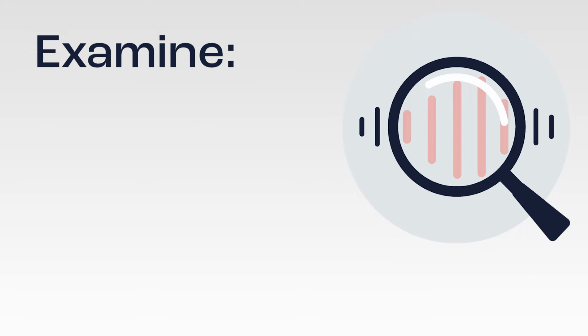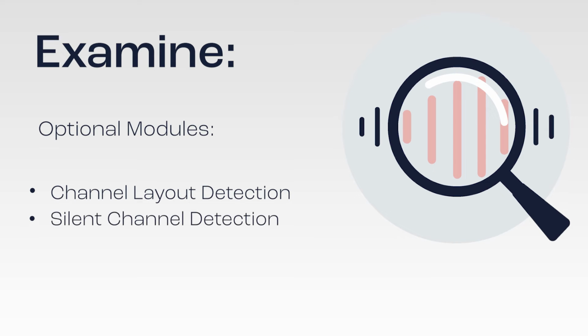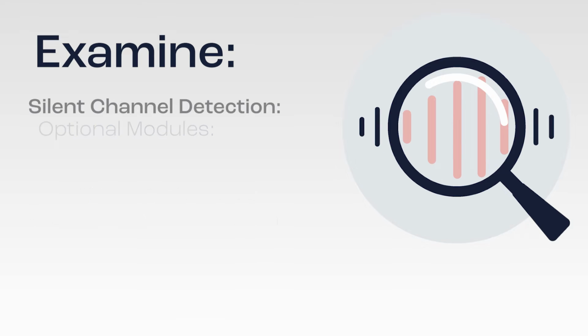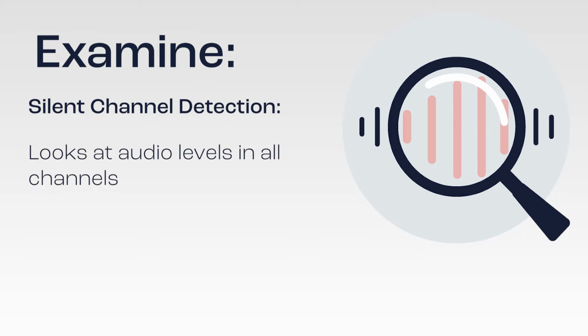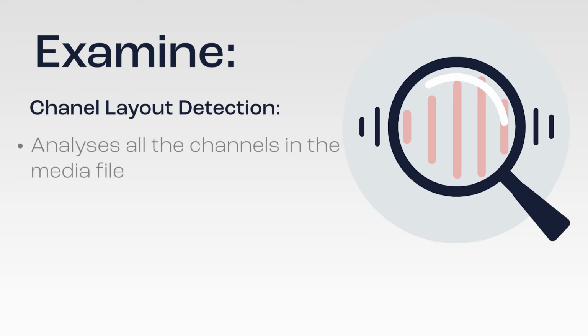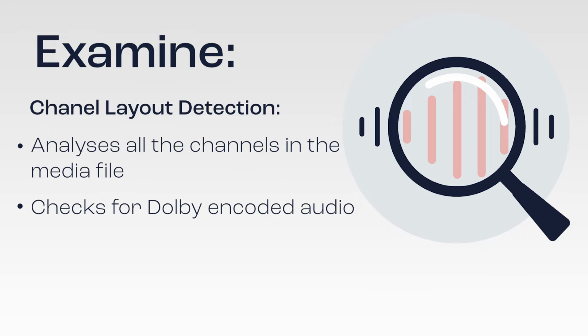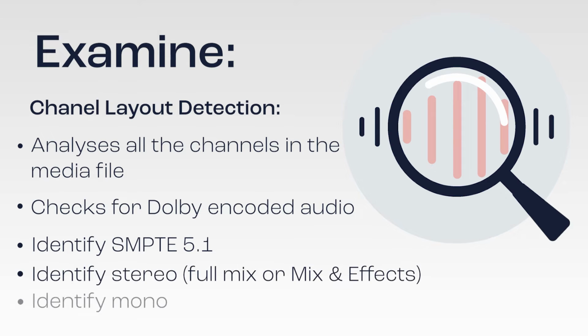There are two things that we use when we do an Examine workflow. That is channel layout detection and silent channel detection. So silent channel detection, as you would expect, looks at the audio levels in all channels and reports on those channels that are silent. Channel layout detection analyzes all the channels in the media file. Firstly, it detects any channels containing Dolby encoded audio, and then it works through all the remaining channels looking for SMPTE ordered 5.1, stereo pairs, individual monos. For a stereo track, Engine also indicates which ones are likely to be a full mix and which are likely to be mix and effects.